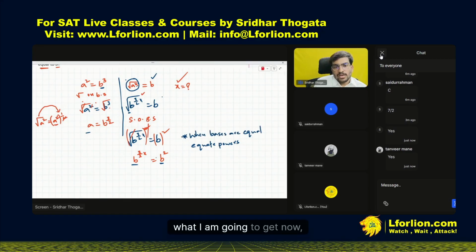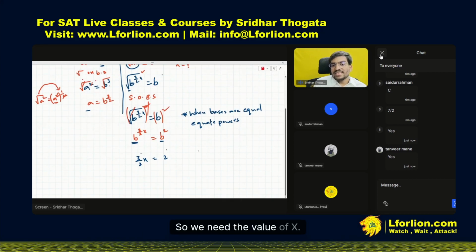So what am I going to get now? Bases equal, 3 by 2x equals 2. I equated powers. So we need the value of x. So x equals 2 multiplied by, transpose this, it gets reciprocated. It is 3 by 2, it becomes 2 by 3.